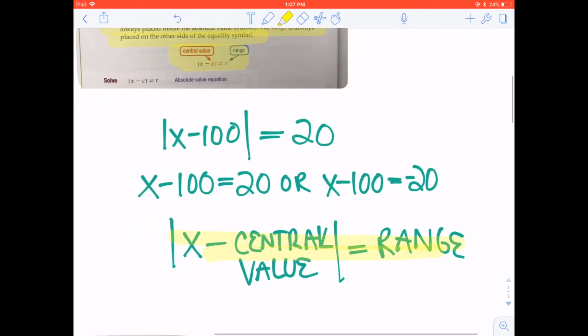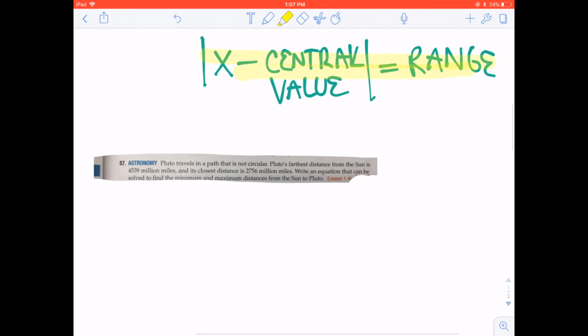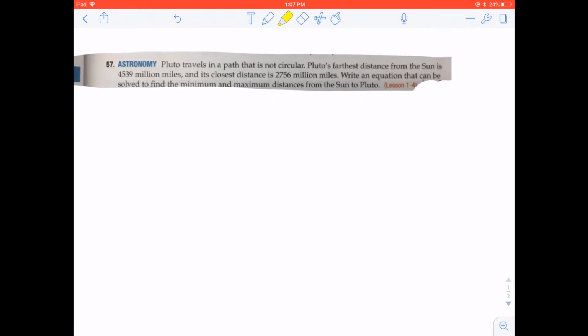So let me look at the one for your homework tonight, and I'll go into a little detail to help you set it up. Okay, this one is the hardest that these absolute value equations will get. So, Pluto travels in a path that is not circular. Pluto's farthest distance from the sun is 4,539 million miles, and its closest distance is 2,756 million miles. Write an equation that can be solved to find the minimum and maximum distances from the sun to Pluto.